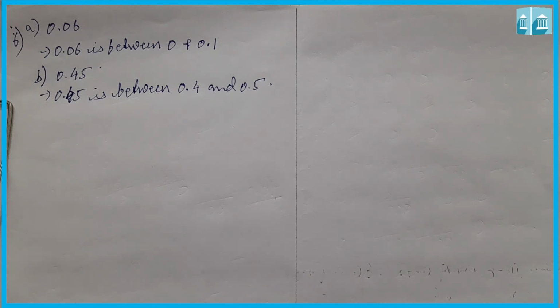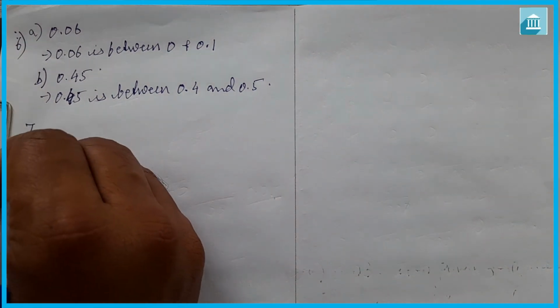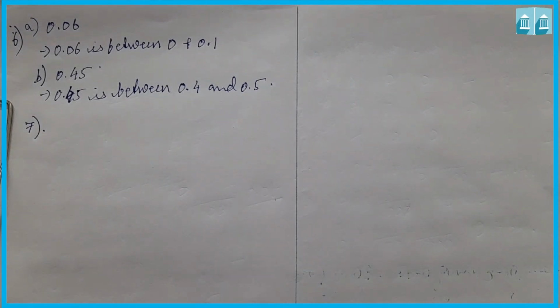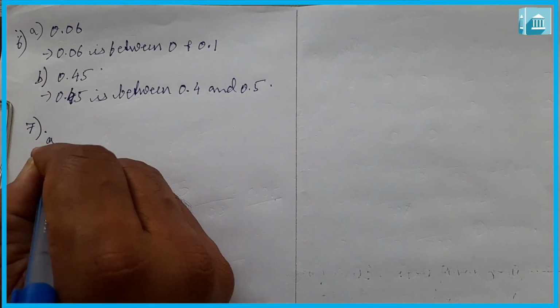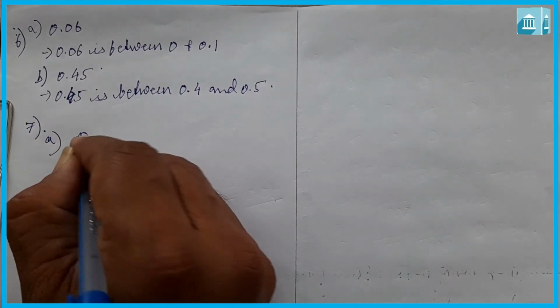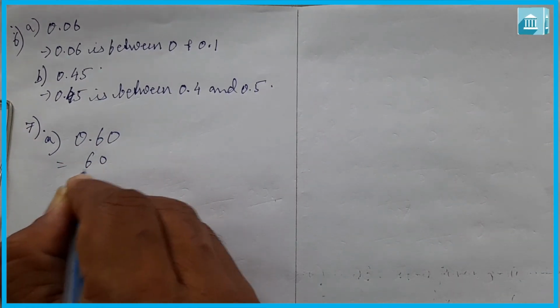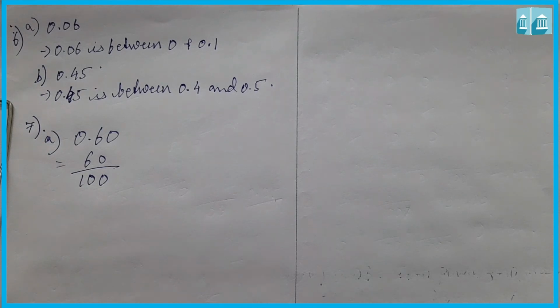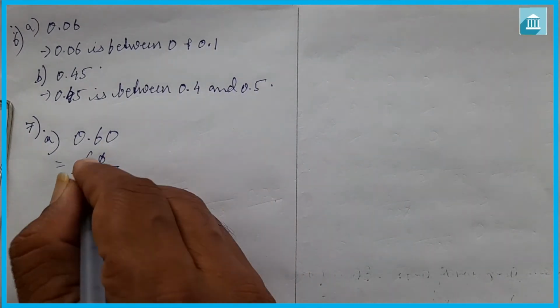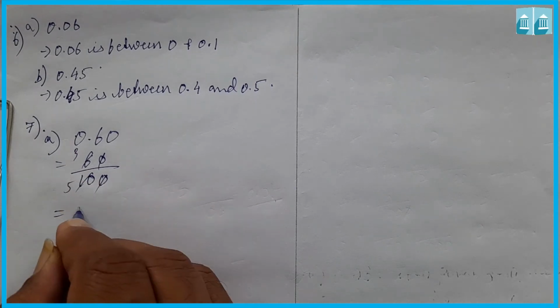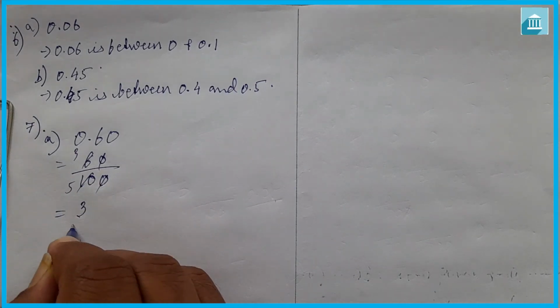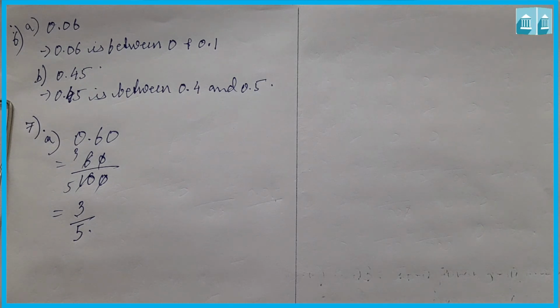Now let us see question number 7. Question number 7 is: write as fraction in lowest terms. Here decimals are given, we have to write them as fractions in lowest terms. The first one is 0.60. First we need to convert it into the fraction, that is 60 upon 100. Cancel by 20, 3 and 5. So this fraction will be 3 upon 5.